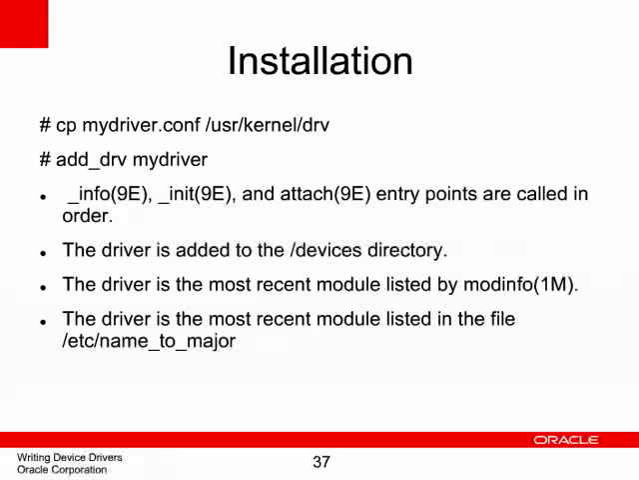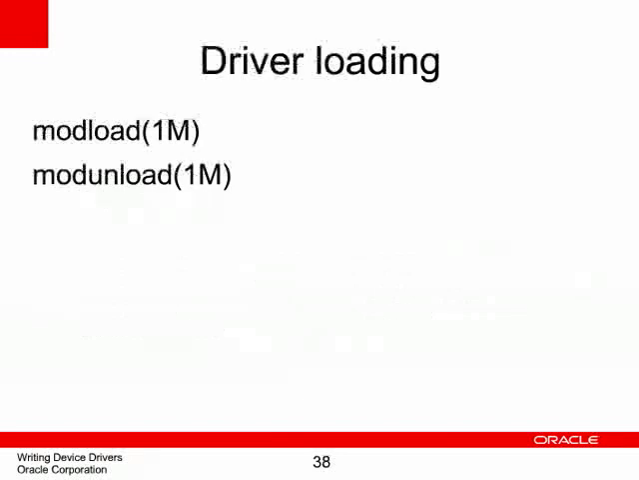I'll note that info, init, and attach are called in that order. The driver then gets added to the devices directory. If you look at modinfo, you'll notice that this driver will be the most recently added. Analogously, if you look at /etc/name_to_major, it'll be the most recently added there, and you can get the major number. Drivers are loaded with the modload and modunload commands. Typically, they're loaded and unloaded automatically when the kernel starts and discovers a device that needs a particular driver.